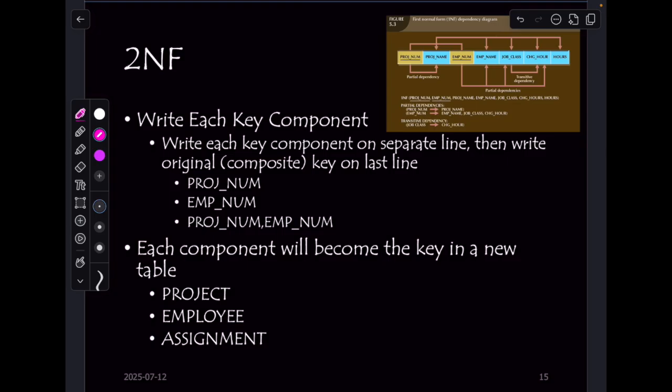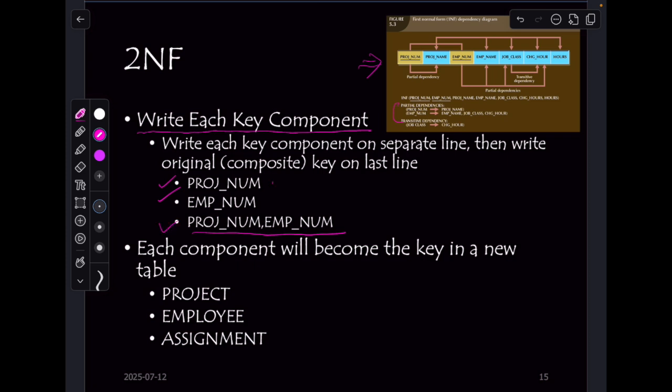Okay, so let's start to make a second normal form. Here on the right side, I'm showing you the first normal form one more time as a reference. So based on the result of this first normal form, we are going to remove those partial dependencies. The way you can do it is given here. First, write each key component. Since we have a composite primary key, one is project number and the other one is employee number. So let's write these down and also list both of them, project number and employee number, together. So the last line is the original composite key.